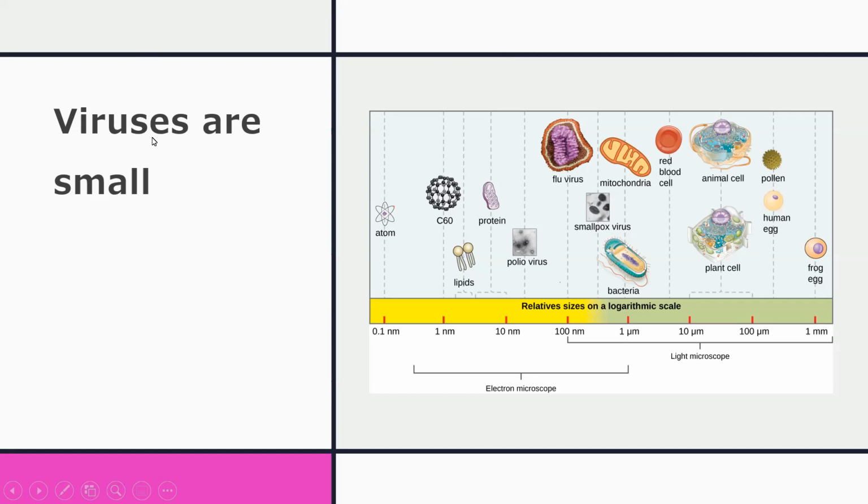If we look at this graph here, we can see that on this end, we have some of the largest cells like human eggs, frog eggs. We've got plant pollen. And a frog egg is about a millimeter, right? So these are pretty big. Now, if we come on down, bacteria are much smaller. They're about 1 micrometer, right? So that's about 1,000 times smaller than a frog egg.